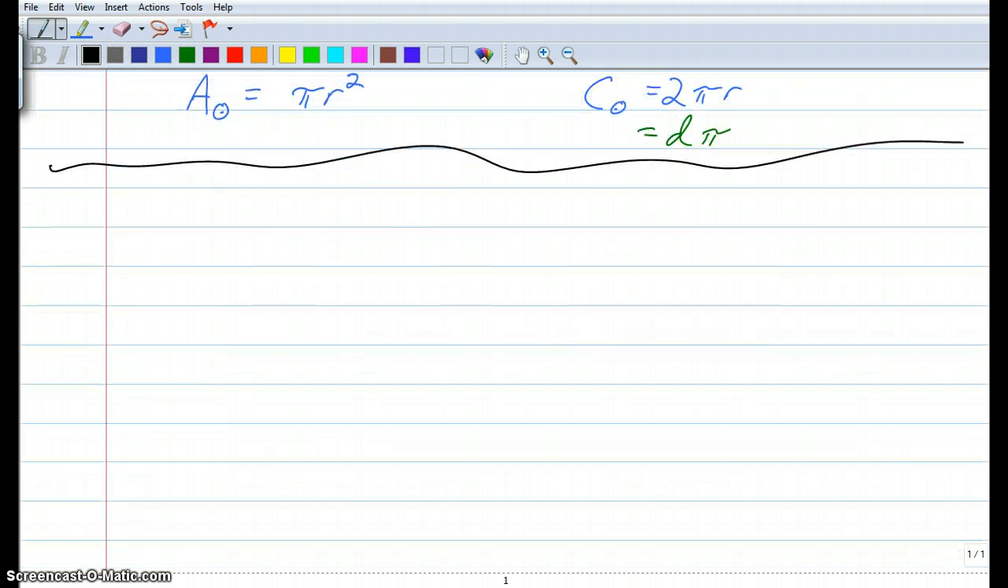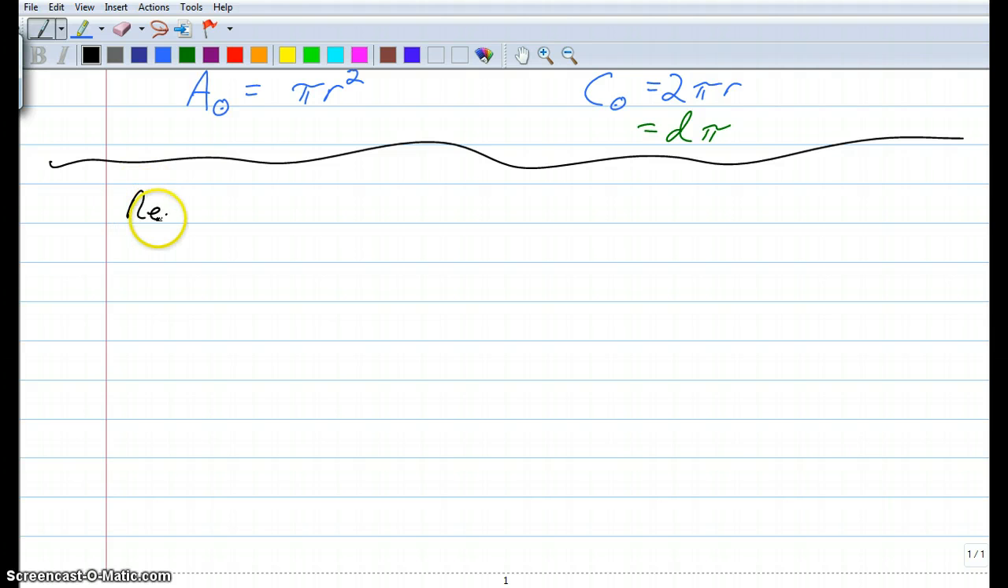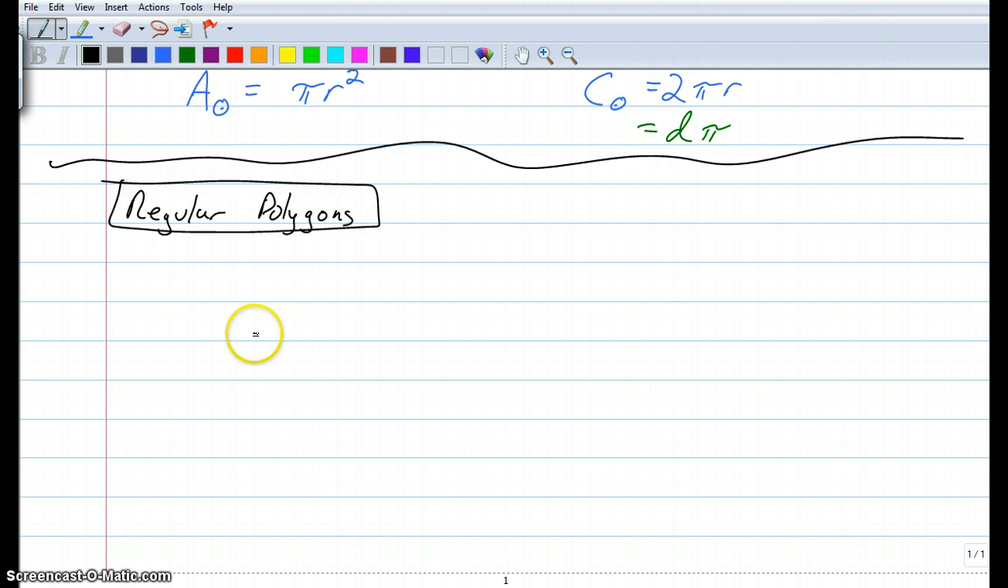So that's enough about circles. Let's go on to the hard stuff. The hard stuff is about regular polygons. Now remember, regular polygons are polygons that have sides that are the same, that are congruent, and angles that are all congruent. So we're talking about regular polygons.